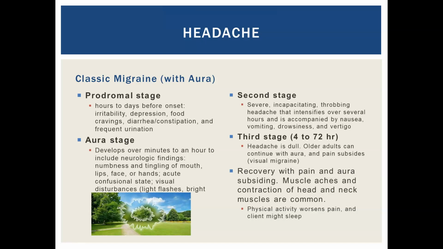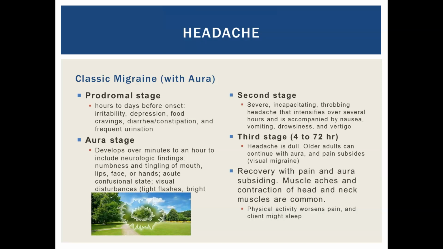So with the big one, the one that we probably care most about, you're going to have to understand that these clients are going to go through a process. So you have this prodromal stage, right? So hours to days before onset, they'll display those kind of sympathetic nervous system signs and symptoms. They kind of basically know that they may be getting a migraine. And that's something that our clients will often say to us is, I think I'm getting, or I think I'm starting to get a migraine.